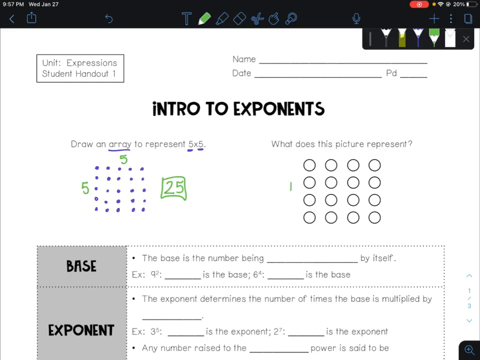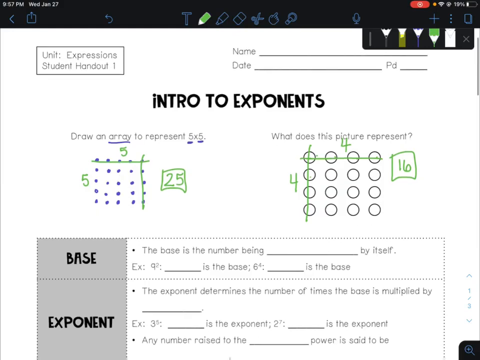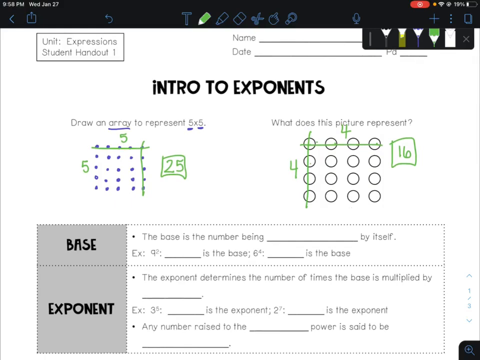Whereas over here, this is 4 by 4, and instead of counting these all up, we can just say that it's 16, 4 times 4. So when you have the same number times itself, you're going to get one of these special numbers called square numbers, like 16 or 25 or 9 or 144, which is 12 times 12. Okay, these are all having to do with exponents.